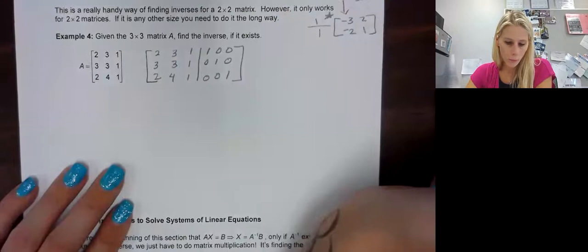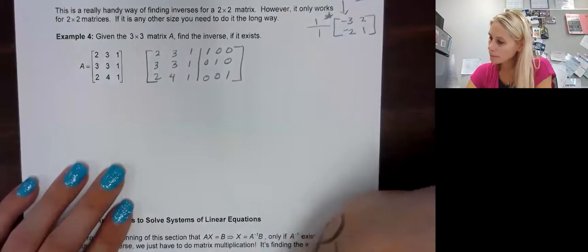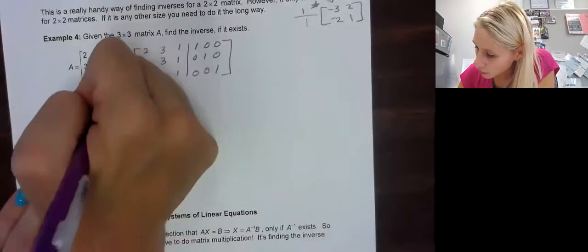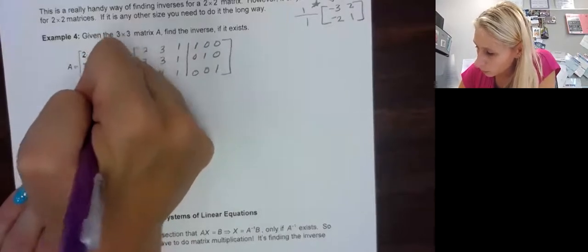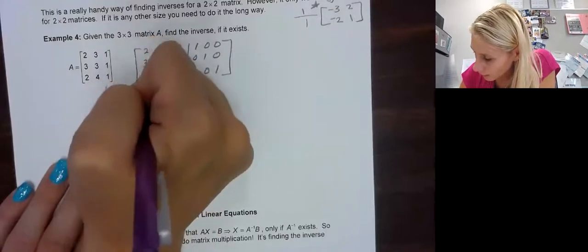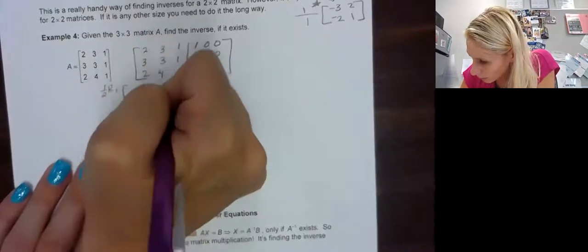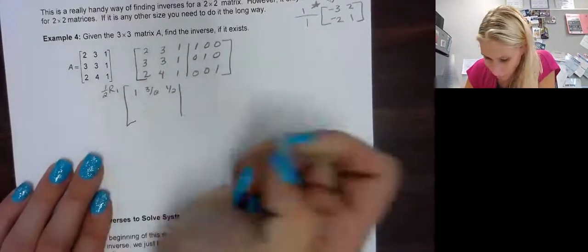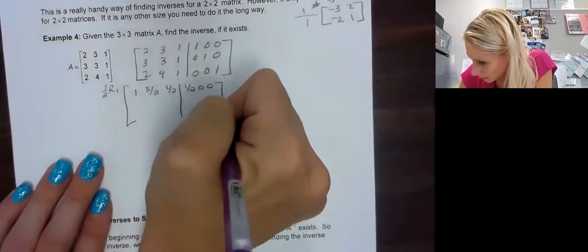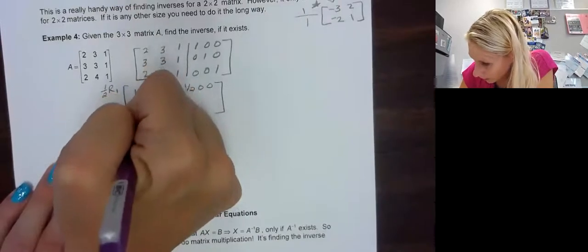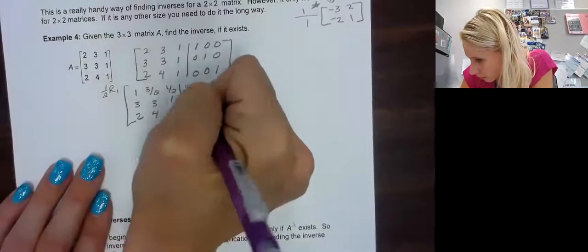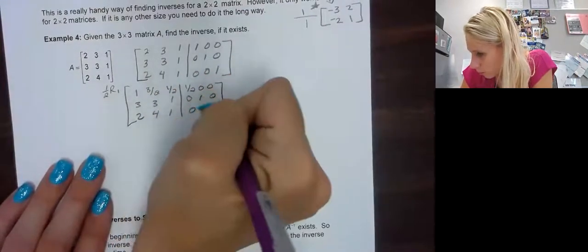All right, what can we do next? Well, if I need 1 over here, one of the things I can do is just take row 1 and multiply it by 1/2. So I get 1, 3/2, 1/2, 1/2, 0, 0, 3, and fill the rest of these out. 1, 0.